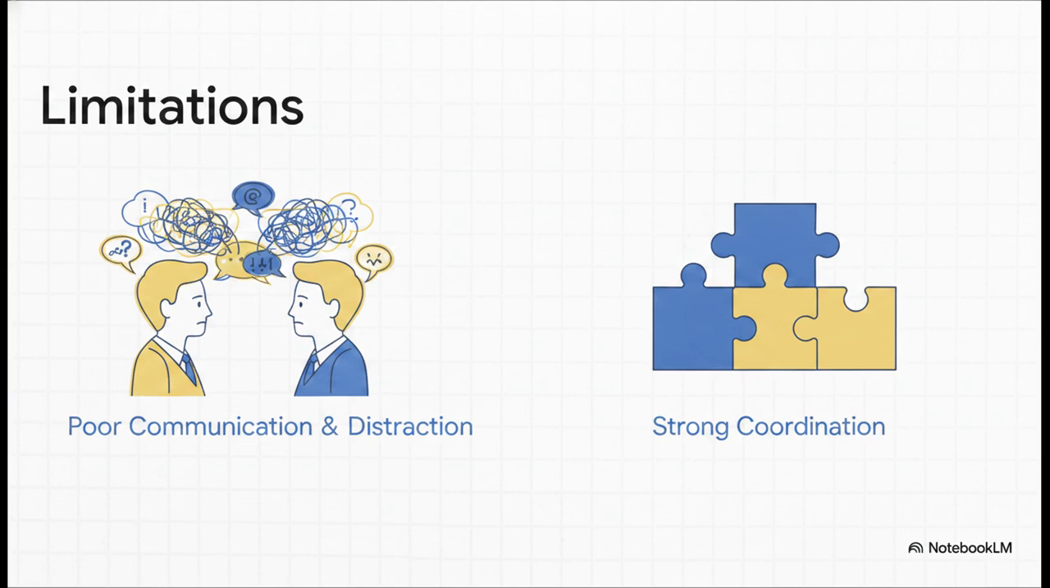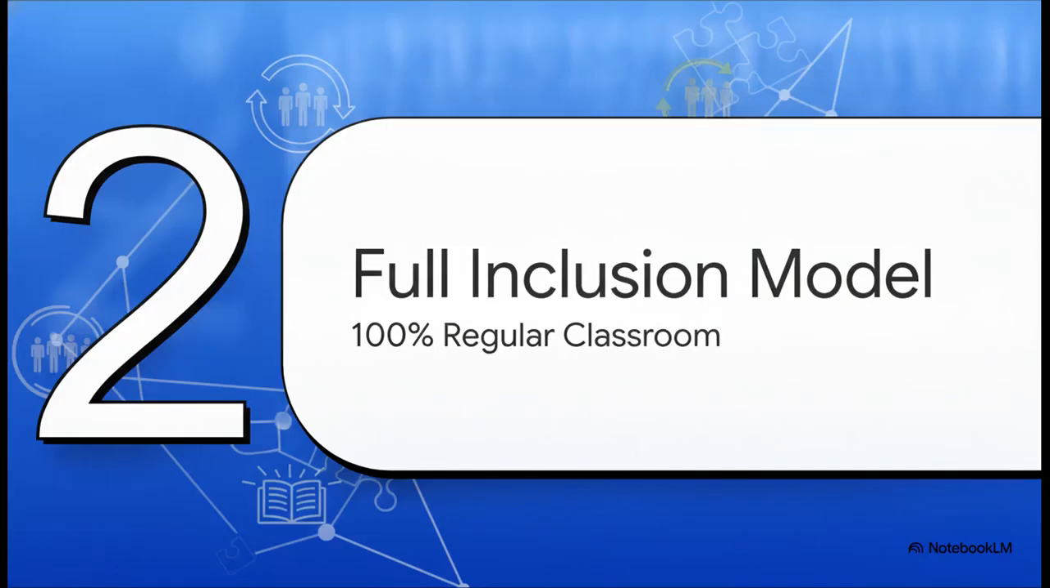But of course, no system is perfect, right? There are definitely limitations to keep in mind. As classroom teachers, you have to manage this dynamic very carefully. If you've got multiple educators talking at once, it can be pretty distracting for the rest of the class if it's not handled well. It requires incredibly strong, deliberate coordination and communication between you and your colleagues to make it actually feel seamless. Moving right along, let's hit Section 2, the full inclusion model.